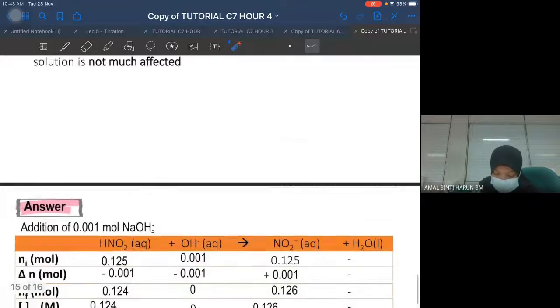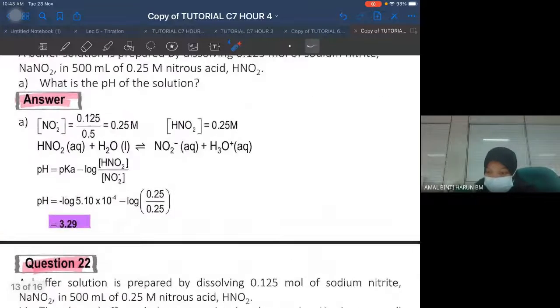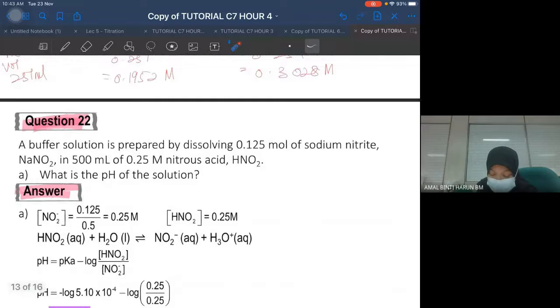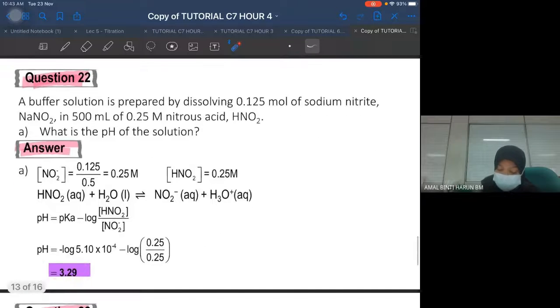Banyak soalan tu. Satu lagi soalan. Ya, so 15 minit itu. Okay, last. A buffer solution is prepared by dissolving 0.125 mole sodium nitrite in 500 ml and 0.25 nitrous acid. What is the pH?